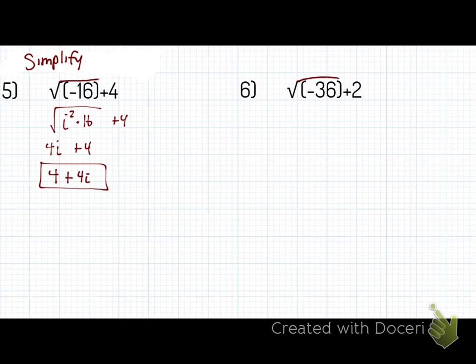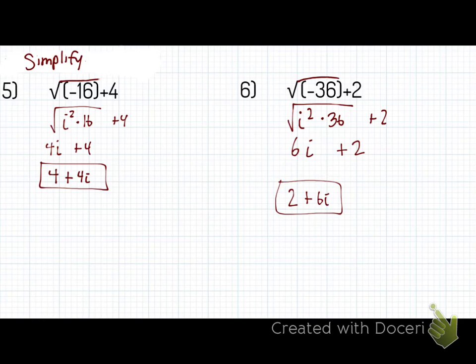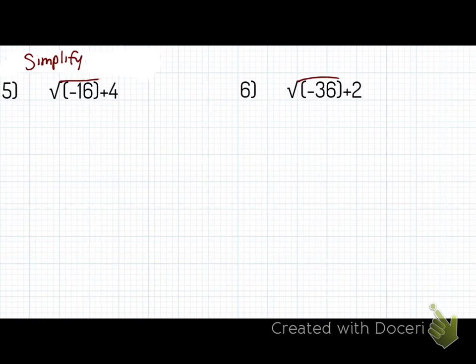On this one, there is no square root of negative 36, so we're going to change the negative to an i squared. The square root of 36 is still a perfect square. So plus the 2 on the outside. The square root of i squared is i. The square root of 36 is 6. Plus 2. And then we could say that this is like saying 2 plus 6i. Right? This is the correct complex number form. Okay? That's it. That concludes the lesson.